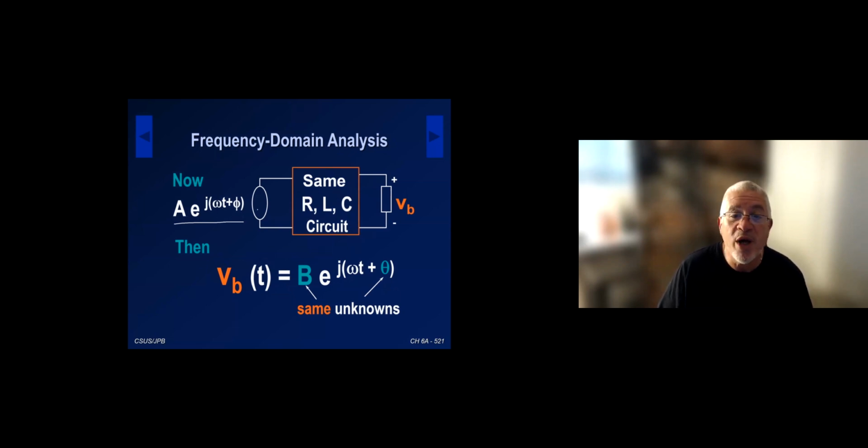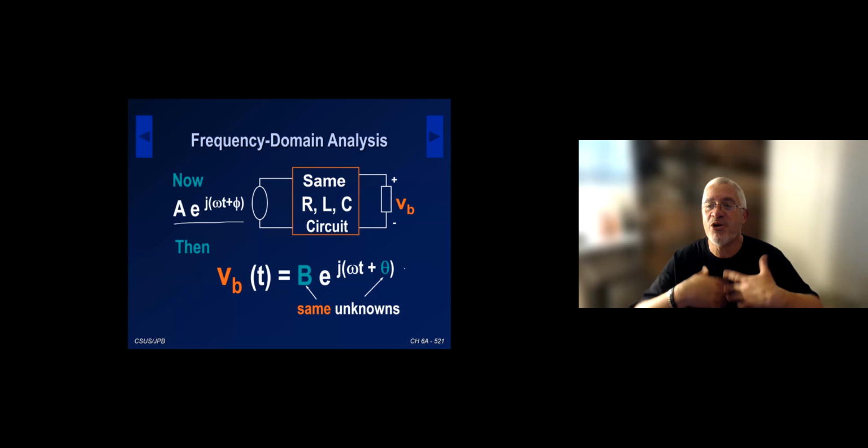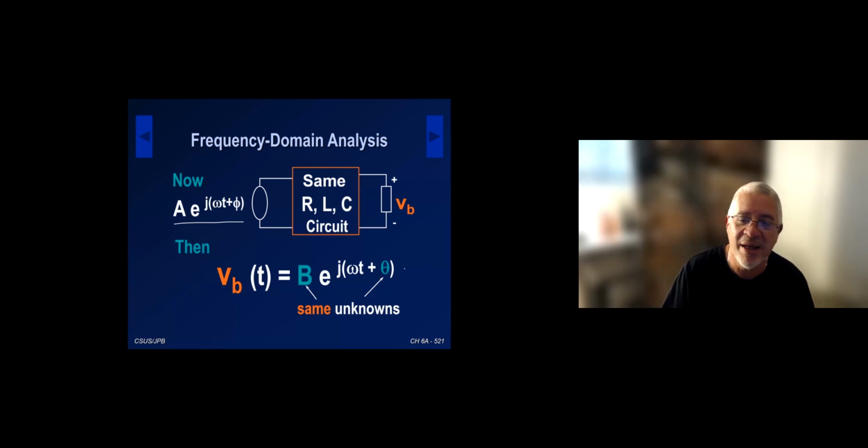When we do that, we can show that the result gives the same B as in the previous example, and the same theta, but in exponent form. So we get the same two unknowns. And that's the magic of the phasor. I'm going to show you a little example that essentially shows that.